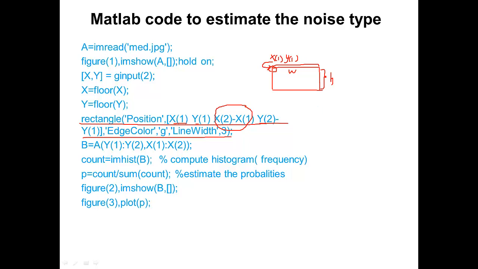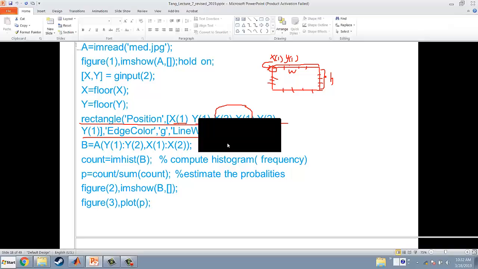After that, for the edge, you need the color when you show the rectangle. If you put a G here, that's green. If we put the R here, it's red. If we put a B here, it's blue. Then also the size of the line, called the line width. I put 3 here. So let's first show them in MATLAB one by one.